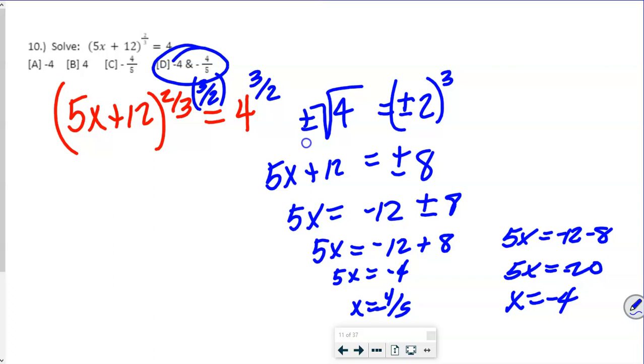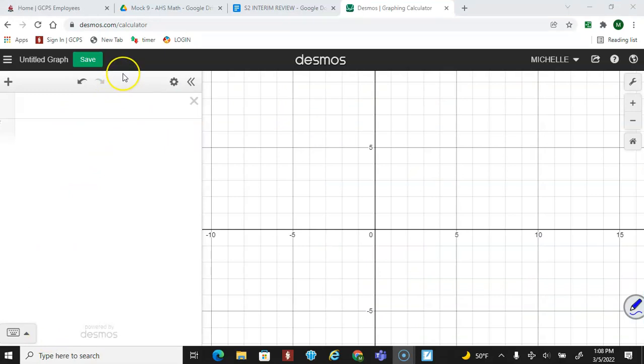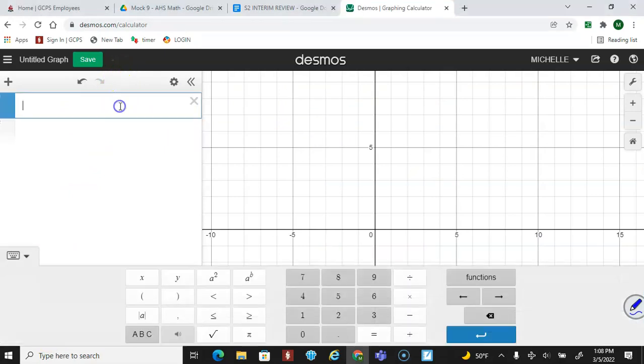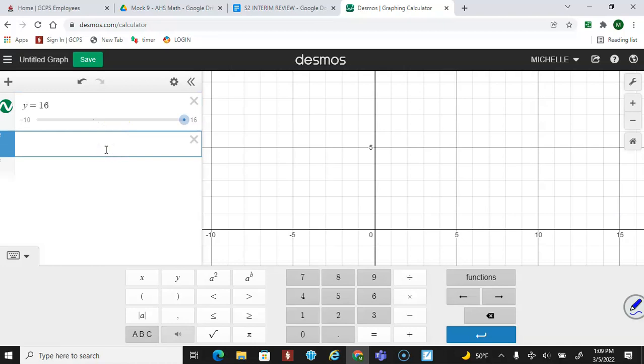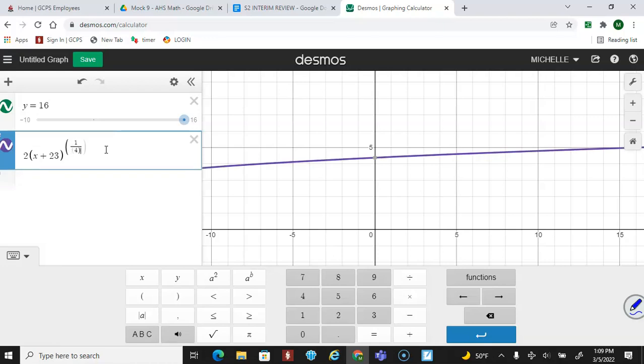And let's check it again. Let me check both of them, actually. So let's check number 9 in Desmos. On this one, we would say y is equal to 16. And then we're also going to go down here and put in that whole equation that we had. 2 times x plus 23, close our parentheses, to the 1/4 power. I'm going to put that in parentheses, 1 divided by 4. Close the parentheses. And then it had plus 10, right?